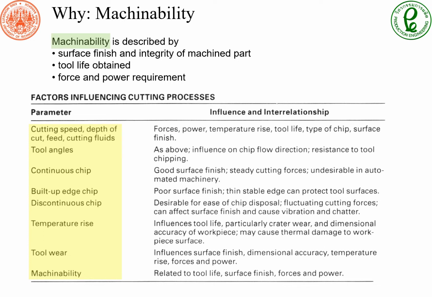Engineers have also defined a manufacturing property called machinability. This machinability is defined by how well a work material can be machined. It is described by how good the surface finish of the resulting workpiece is, how much tool life we can achieve from machining that workpiece, and what the force and power requirements are. At this stage, we are not going to quantify this into numbers, but engineers have worked on this and tried to classify workpieces into levels of machinability.